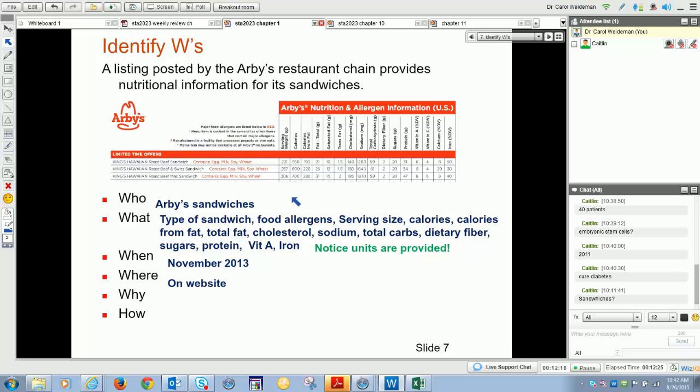Why did they do this? Why did Arby's post this? Any idea? Why would they collect this information and then post it on their website? Any ideas? I always get different answers from students. I mean, a good answer is to help you make better choices. The other answer students like to tell me is the government made them do it, because I think this isn't new, a government regulation where they have to post this stuff. And then how? They didn't tell us how, not stated. So somehow they took the sandwiches into the laboratory, I guess, and determined all these things about the sandwiches.